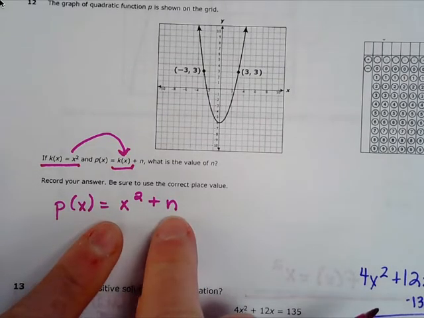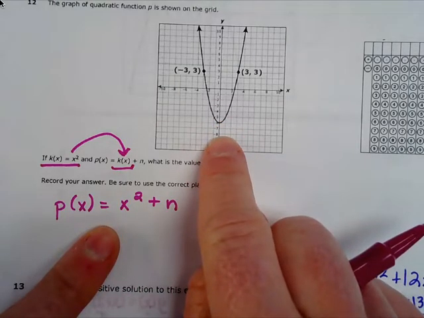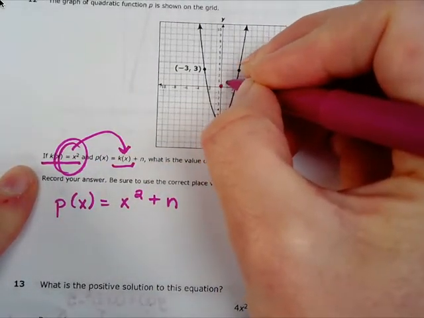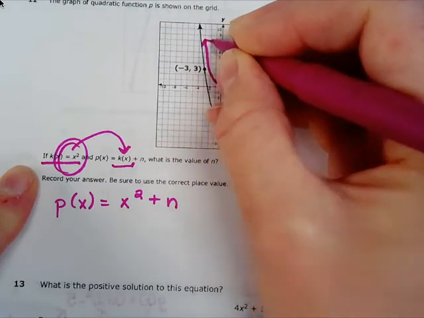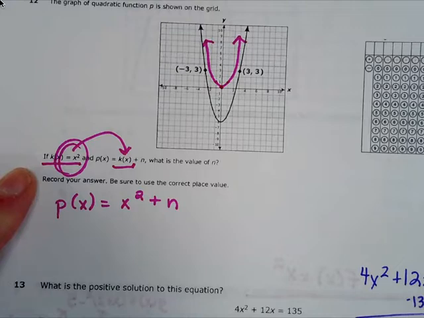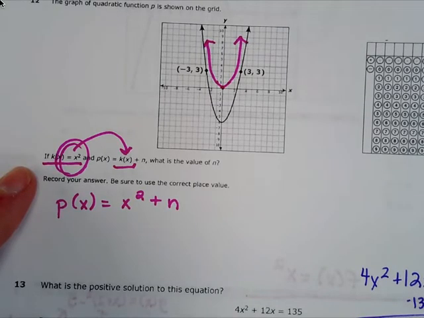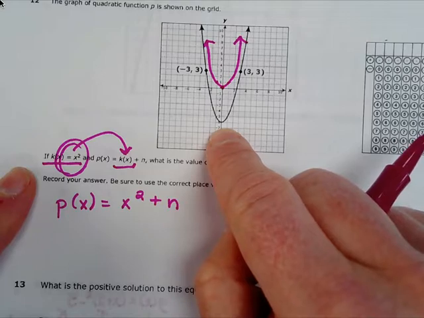So the n is going to move it up and down. So look at our function. How was it changed from just y equals x squared? Y equals x squared is just that parabola that goes like that. Draw the quadratic parent function y equals x squared. It's just a basic parabola. Goes through the origin. How was this transformed to become this? How did it move?